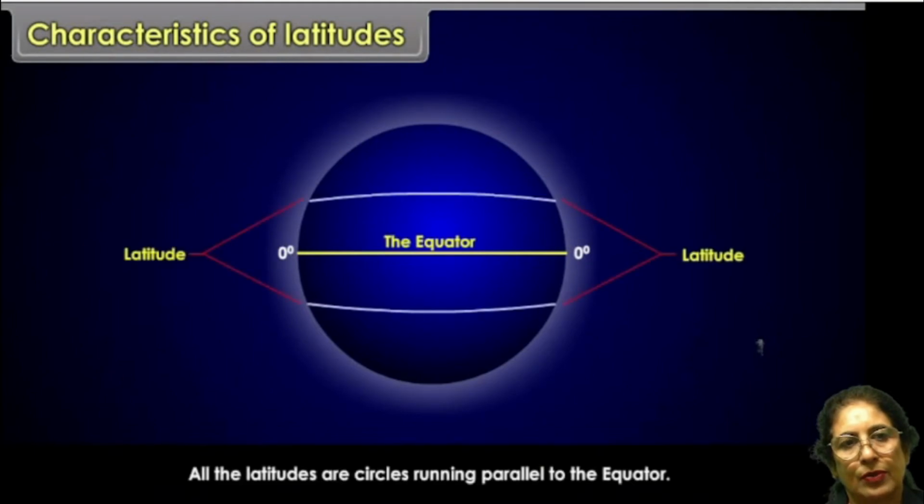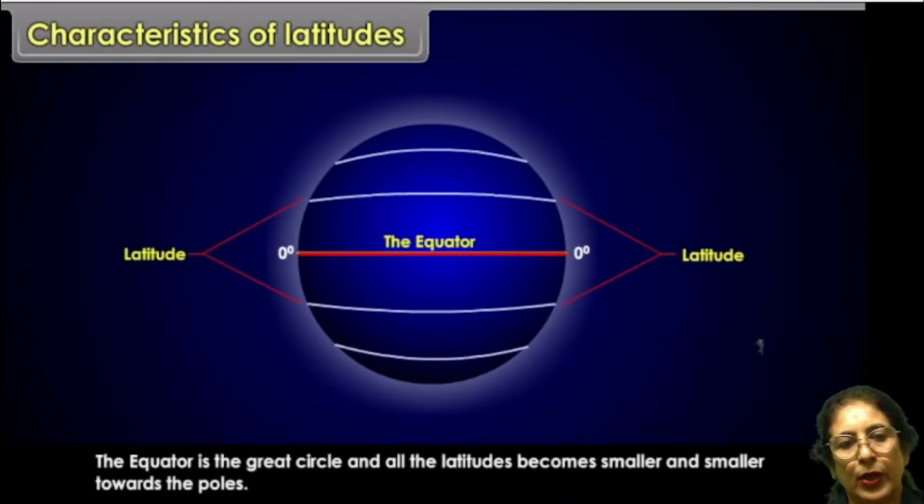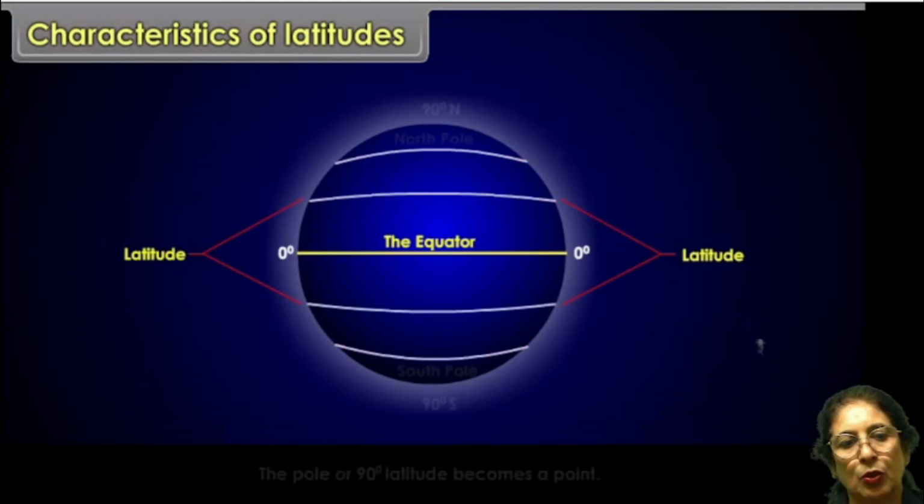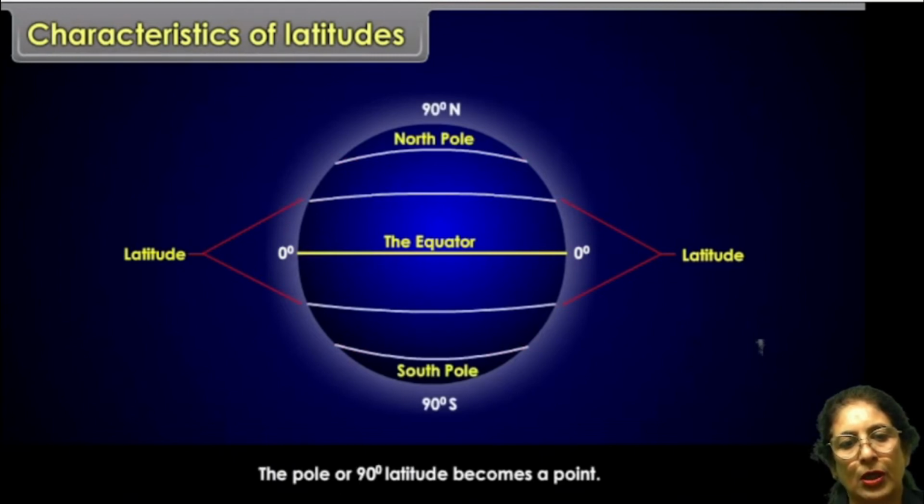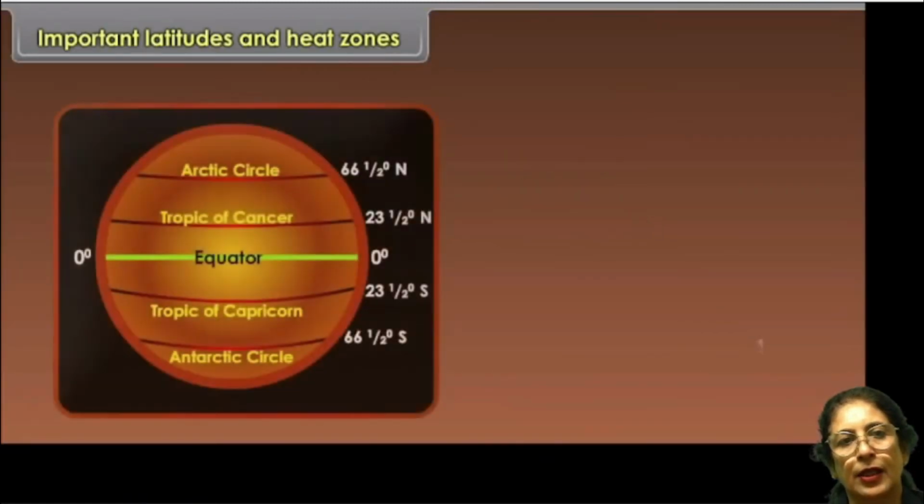Characteristics of latitudes. All the latitudes are circles running parallel to the equator. The equator is the great circle and all the latitudes become smaller and smaller towards the poles. The pole or 90-degree latitude becomes a point. They run in an east-west direction. They help in locating different objects on the ground. They help in understanding the climate of a place.